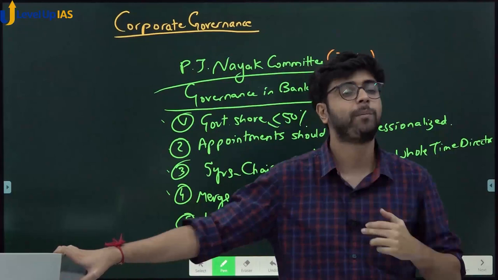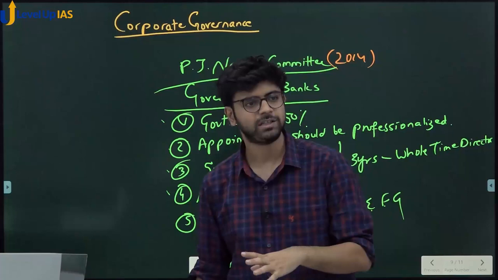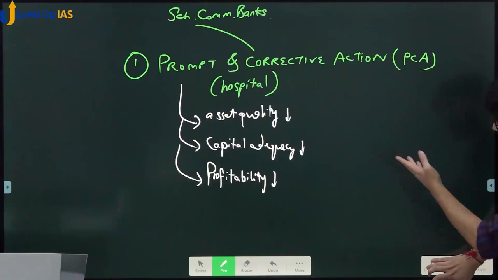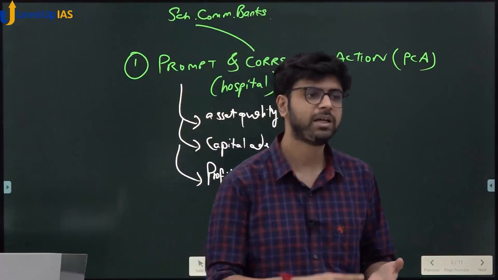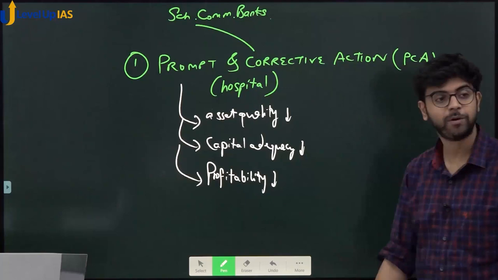I hope you know the entire process. The insolvency resolution professional is appointed, and the corporate debtor has the process. Then we saw prompt and corrective action. What is prompt and corrective action for scheduled commercial banks? What do they see? Three things normally: capital adequacy, profitability, and asset quality. Then what is it called for urban cooperative banks?